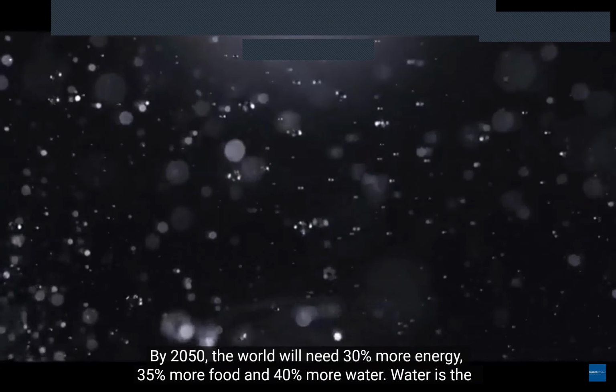By 2050, the world will need 30% more energy, 35% more food, and 40% more water. Water is the lifeline of the paper-making process, used as a medium to transport pulp, conduct and retain heat, form final product, and remove contaminants. Without it, product cannot be made. The paper industry is challenged to balance its water use to meet economic, social, safety, and environmental objectives.